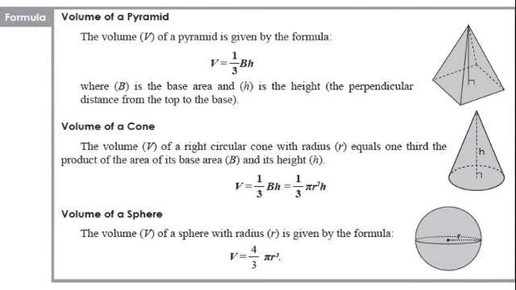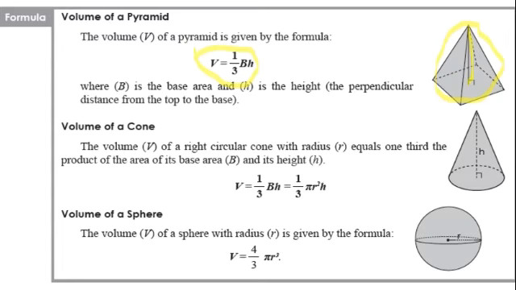Another formula is the volume of a pyramid. The volume of a pyramid is 1/3 base times height, where B is the base area and H is the height, or the perpendicular distance from the top to the base. So in this pyramid, you multiply its base by the height. It has a height here, class. It is not the slant height, it is the true height. Okay? Very good.